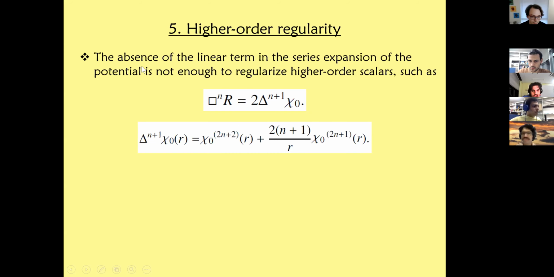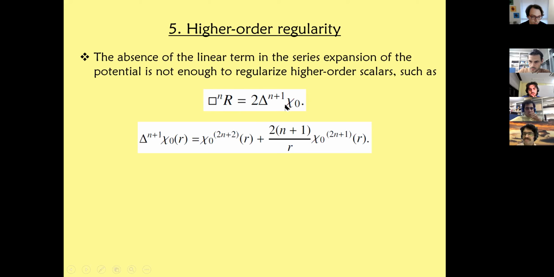And also, more recently, we studied the higher order regularity, because if you don't have the linear term in the series expansion of the potential, you regularize the curvature invariants without derivatives of curvatures. But it's not enough to regularize, for example, invariants of this type that have derivatives of the curvature. And this is in the static limit. For example, the box R is related to this. This chi0 is the potential related to the spin zero part.